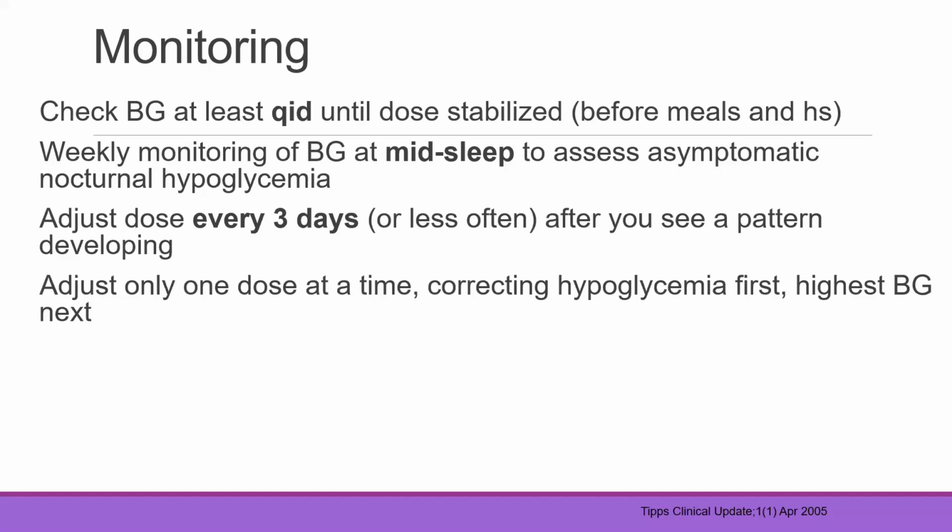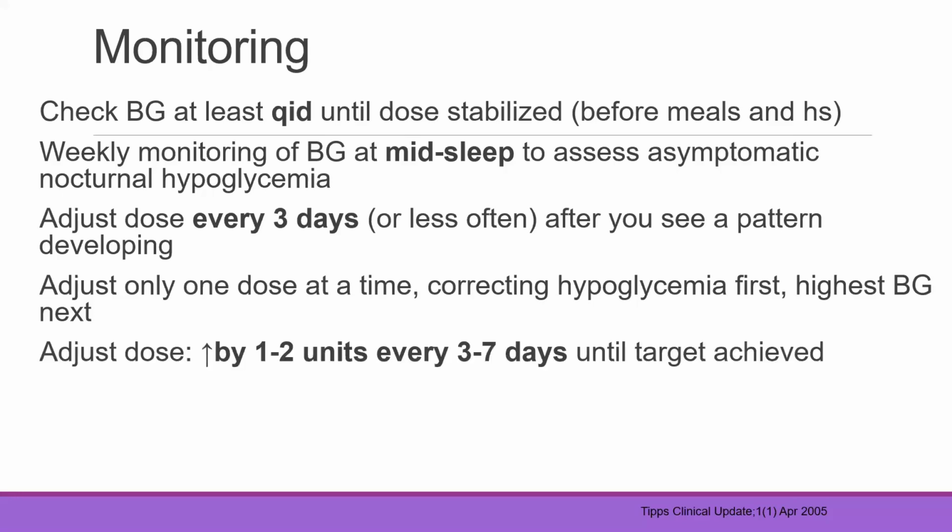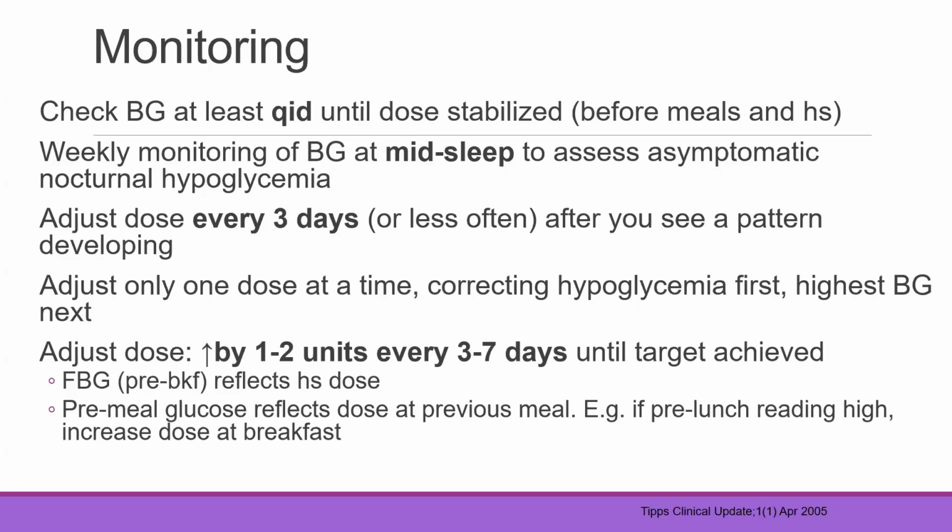Look into the hypoglycemia first and correct the hypoglycemia, and then you look into the highest prandial glucose, and then you correct that highest point. The dose is corrected by 1 to 2 units every 3 to 7 days until the target is achieved.